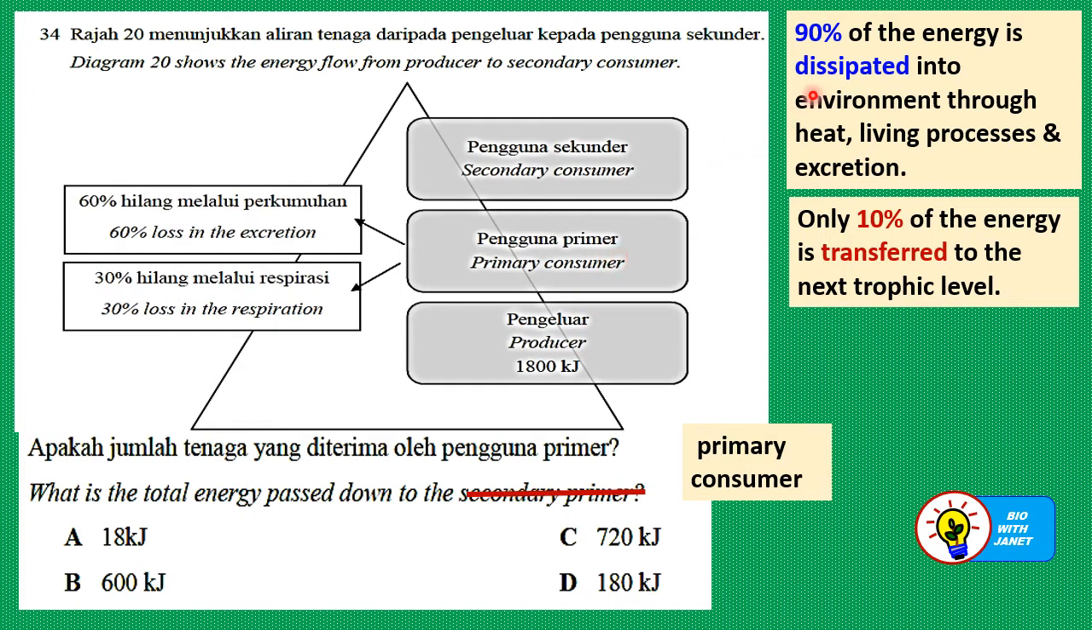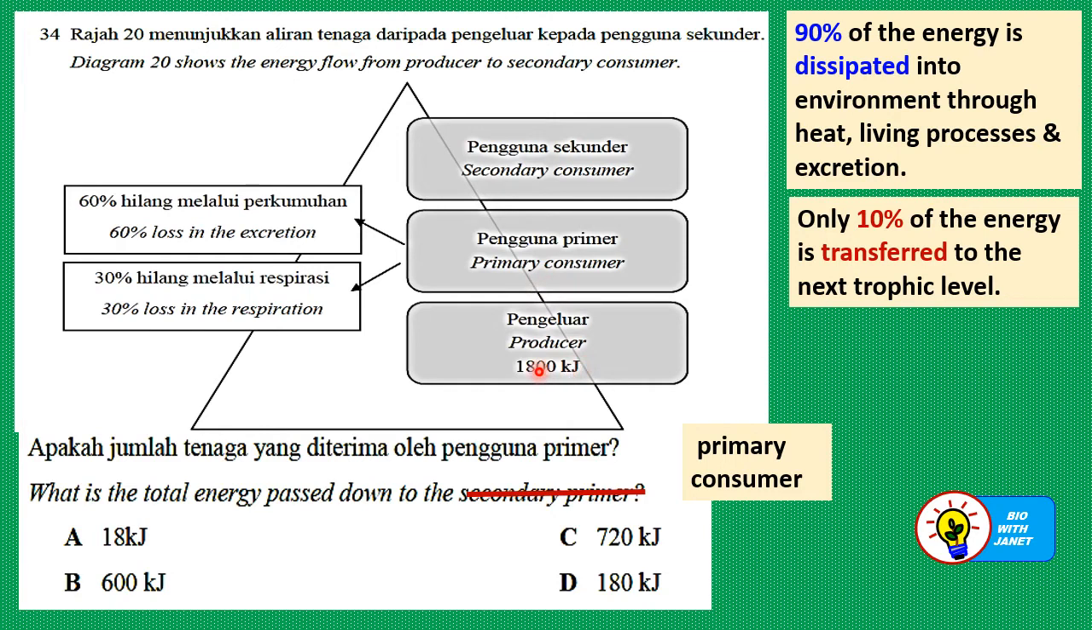Okay, let's read the comments here. 90% of the energy is dissipated into the environment through heat, living processes, and excretion for each trophic level. Okay, for each organism at each trophic level. So only 10% of the energy is transferred to the next trophic level, from producer to primary consumer and from primary consumer to secondary consumer. Okay, now what is the total energy passed down to the primary consumer? From the producer to the primary consumer.